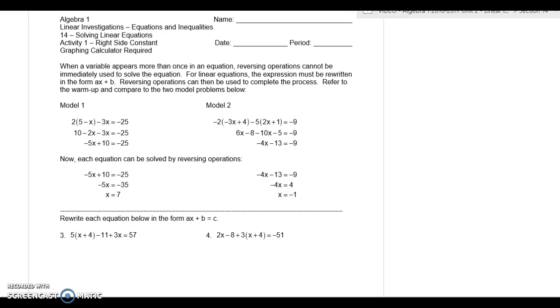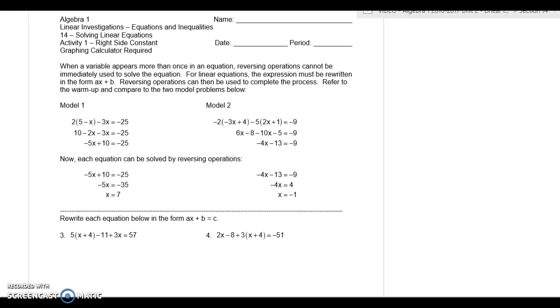In section 14, we're exploring how to solve linear equations. And we've already looked at how to solve linear equations by reversing operations. And that works wonderfully when we have only one x term. In the problems we're going to look at today, we don't have that situation. We have multiple x terms.